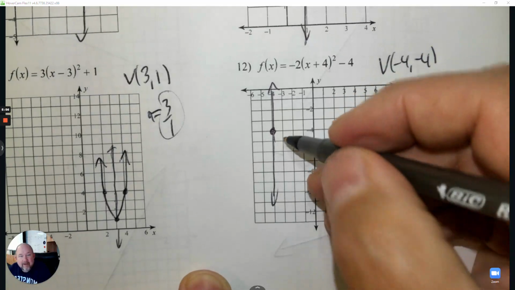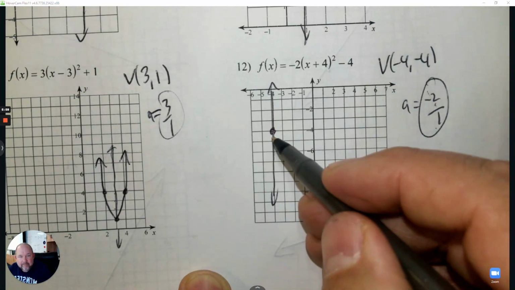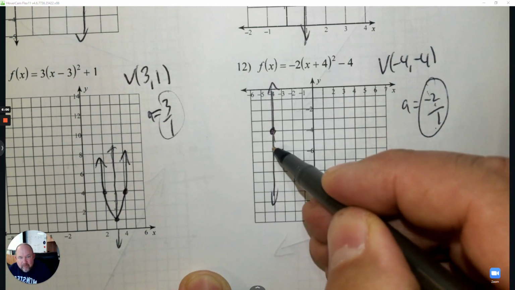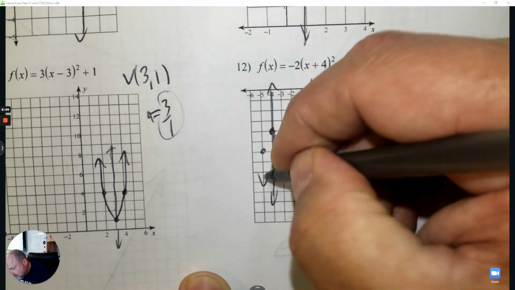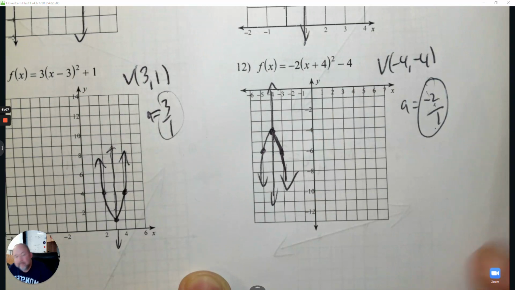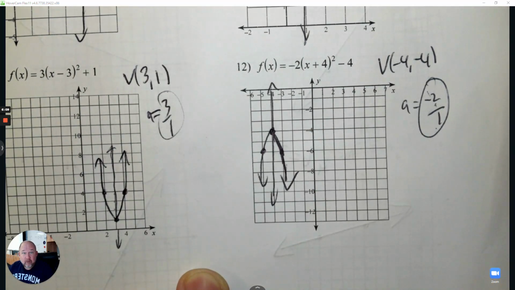And then we're going to go down 2 and to the right 1. And down 2 and to the left 1. And then draw it. And you have it. So there's graphing a parabola.